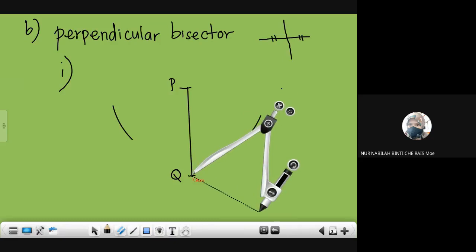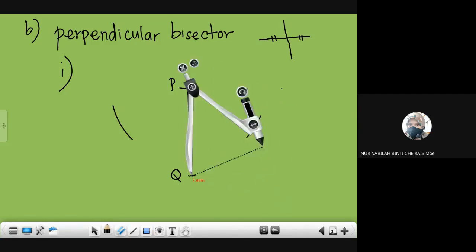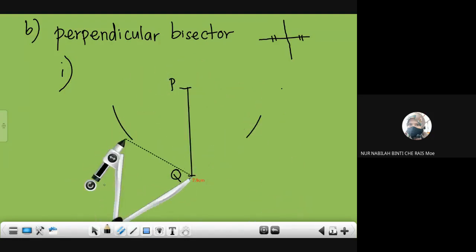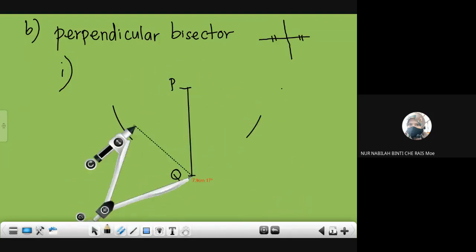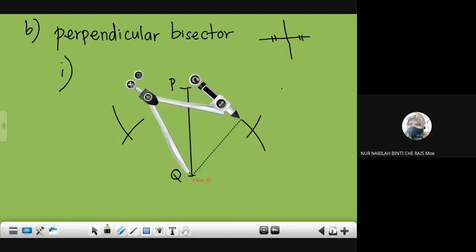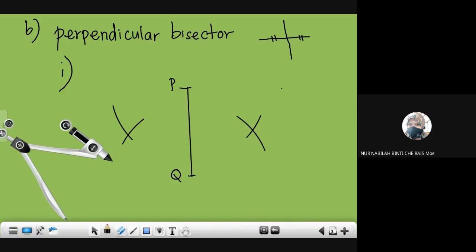At Q, the distance is still the same. The distance is still the same. What you have to do is draw an arc here like this and also like this. Okay, so you draw like this and one more at this side like this. So you will get like that.